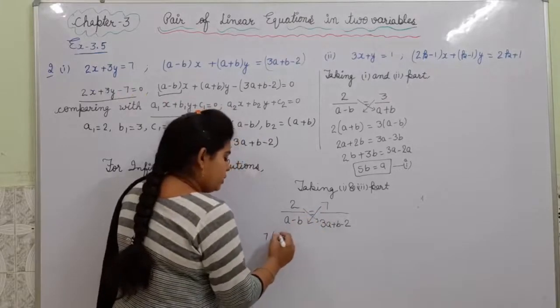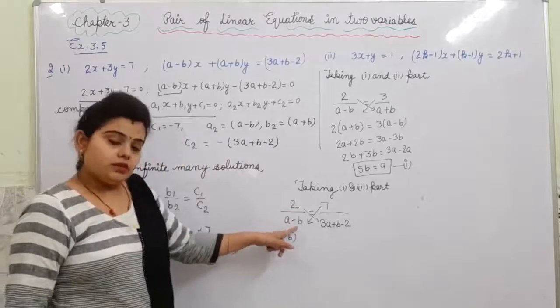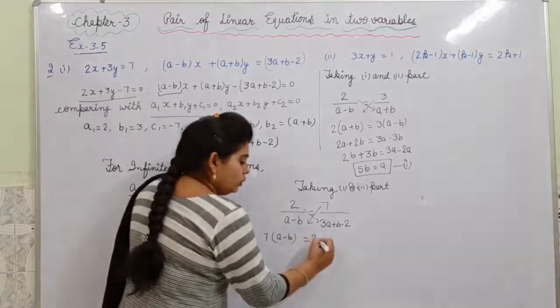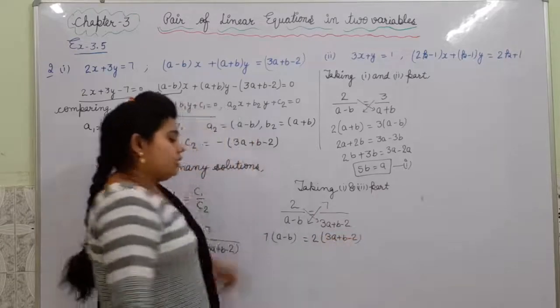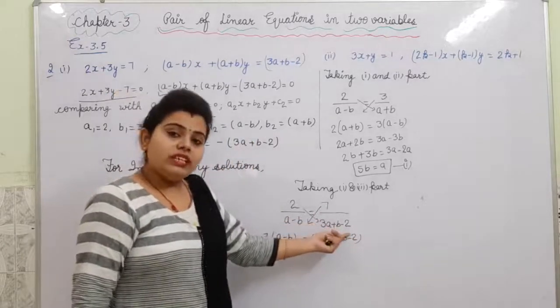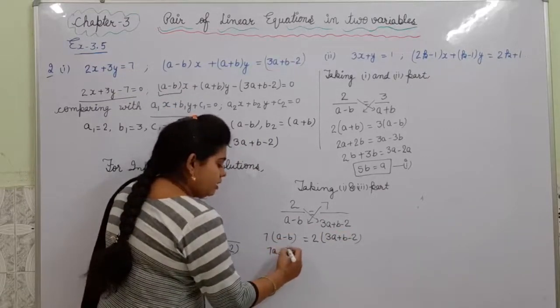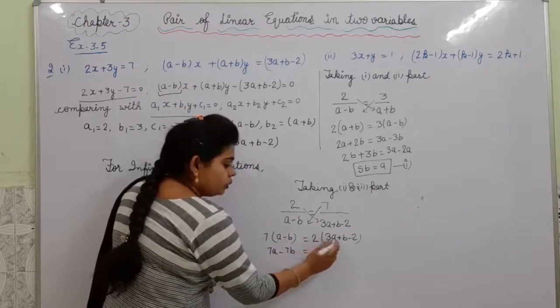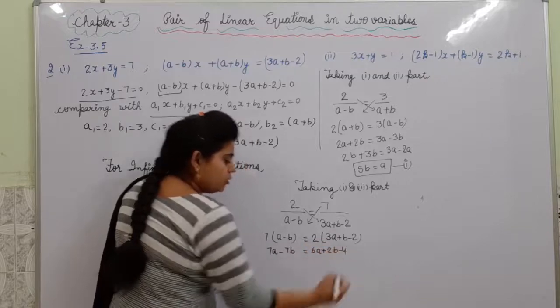7 into a minus b is equal to 2 into 3a plus b minus 2. This 2 is multiplied with all these terms. Now when we solve it, what we will get? 7a minus 7b is equal to 2 3s are 6a plus 2b minus 4.